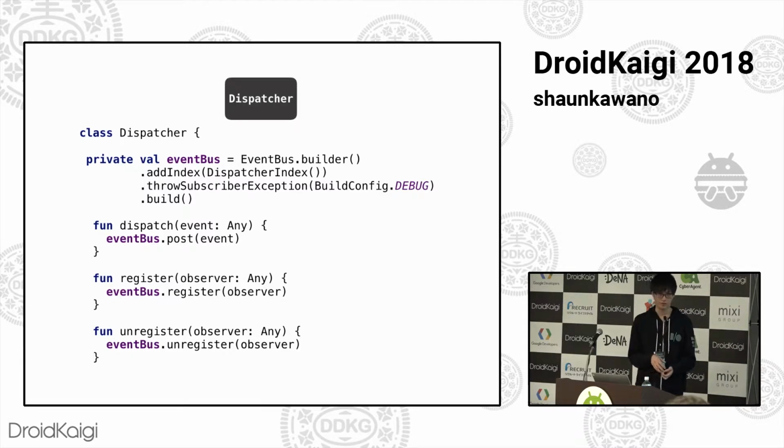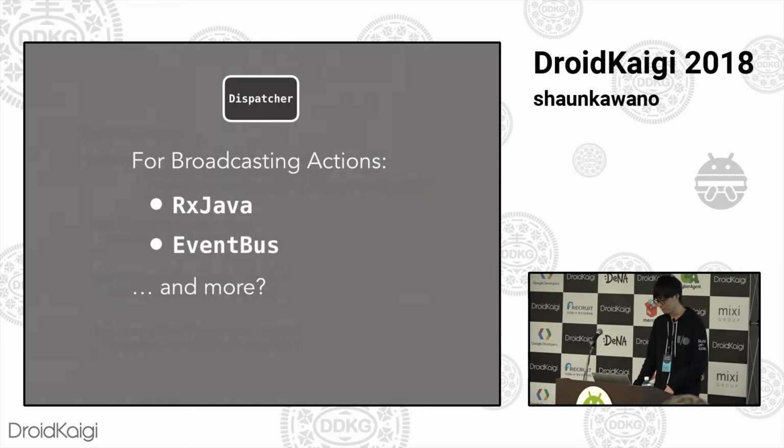So how does the dispatcher dispatch these things? In this case, we implement the dispatcher using an event bus. There are three public functions called dispatch, register, and unregister. Dispatch basically passes the value to the event bus to broadcast something throughout the application. For register, we register an observer for it to start observing the dispatch event. And unregister, vice versa, unregisters the observer from the dispatcher to stop observing.